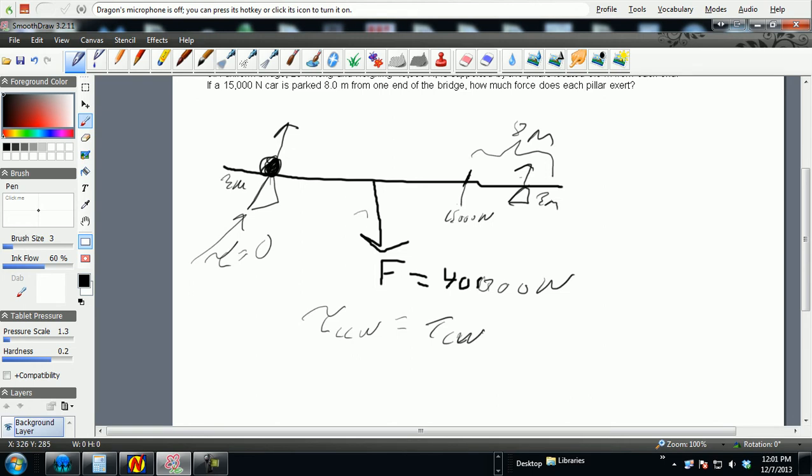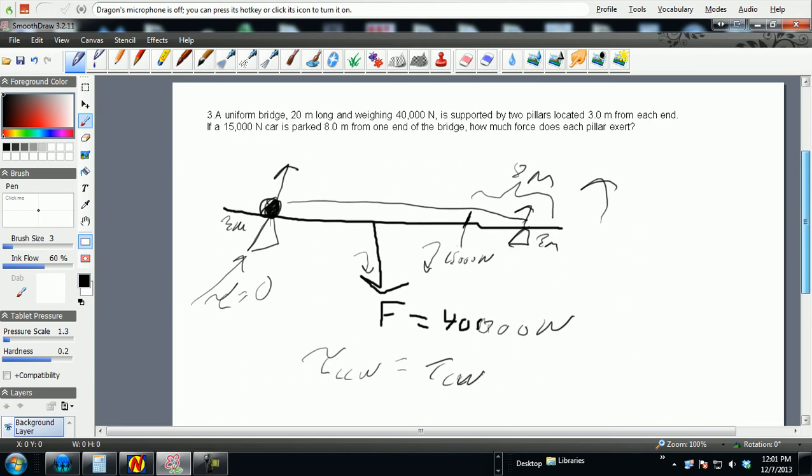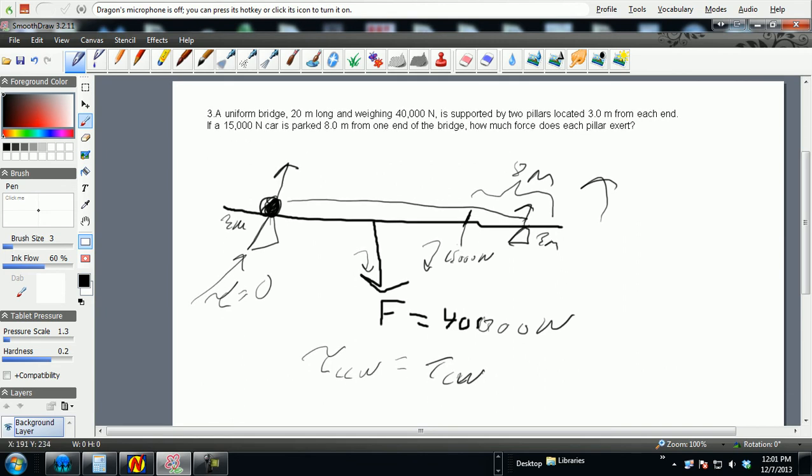Who's doing the counter? This guy here is down. He's clockwise. He's down, he's clockwise, but he's pushing back up, so he's counter. The trick you must remember is to find these distances right here. He's 3 meters in, right? He's also 3 meters in here. This whole thing is 20. So that's 6. How far is he from here to here? That must be 6 meters.